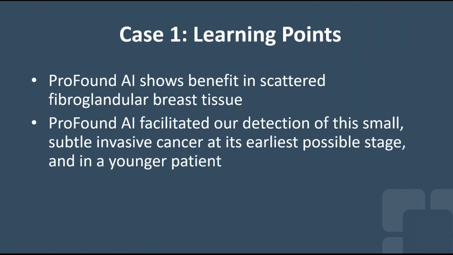So what are the learning points from this case? I think this is a good case to see because it shows the benefit of the ProFound AI even in just scattered fibroglandular breast tissue. So we think about the masking effect in dense tissue, but this is just showing a patient that wasn't so dense and we still were able to find a very subtle developing suspicious finding.